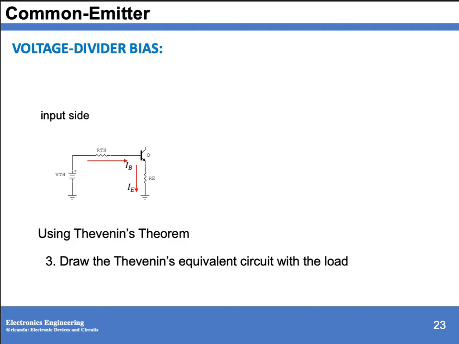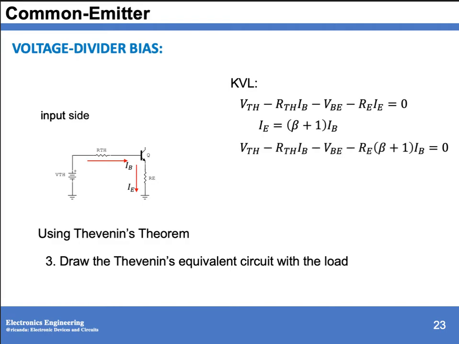And your current flowing at your RTH is IB, and we have IE from your transistor going to the ground. So applying KVL, we have VTH minus RTH IB minus voltage base emitter junction minus RE IE equals 0. Since IE is equal to beta plus 1 IB, then we have to solve for your IB. So we have VTH minus voltage base emitter over RTH plus RE times beta plus 1.